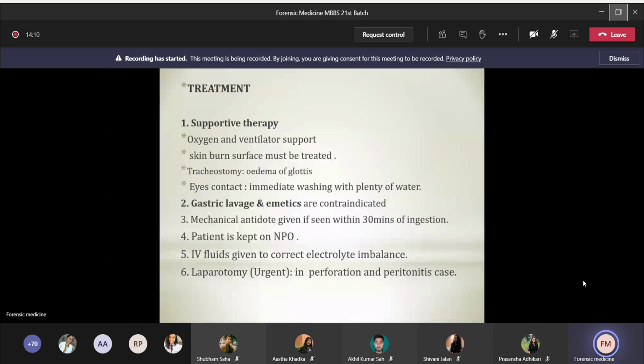Everybody knows NPO, nil per oral. Okay. And IV fluids and nutrition should be given to keep the patient hydrated and to correct electrolyte imbalance. And in case of perforation and peritonitis, you should do an urgent laparotomy. So the treatment is only symptomatic in case of sulfuric acid.